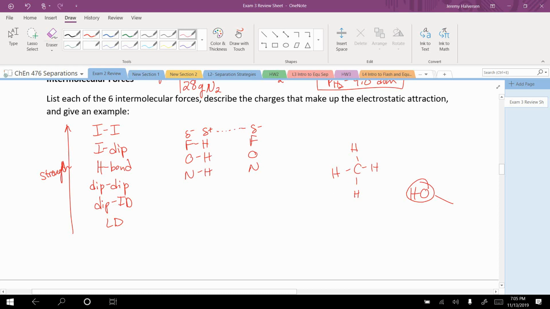Yeah. You should change the dipole-induced dipole so that it has a line on it, so it doesn't look so much like the ionic.